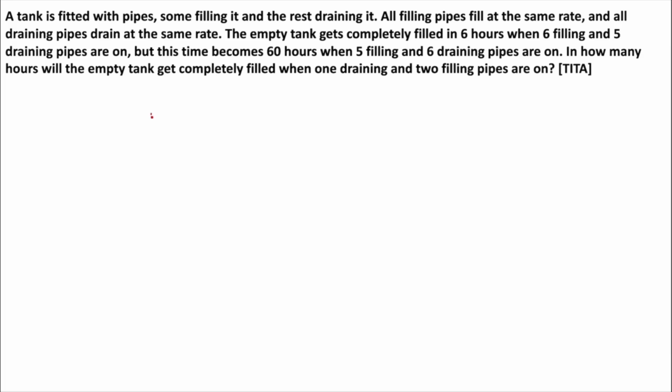We'll assume the efficiency of each filling pipe as F units per hour and each draining pipe as D units per hour. From the first condition, 6 filling pipes and 5 draining pipes can completely fill the tank in 6 hours. The efficiency of each filling pipe is F, so 6 filling pipes will be 6F. Similarly, for each draining pipe the efficiency is D, so for 5 draining pipes it will be 5D. But since the draining pipes empty the tank, the combined efficiency of 6 filling and 5 draining pipes will be 6F minus 5D. At this rate they work for 6 hours. The work done is combined efficiency into the time 6. So the total capacity of the tank is (6F minus 5D) into 6.